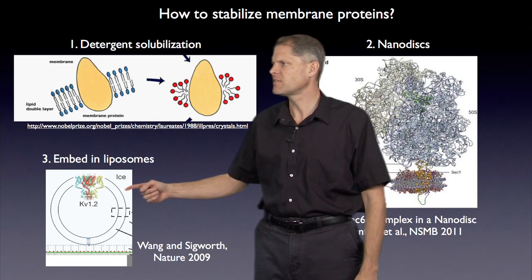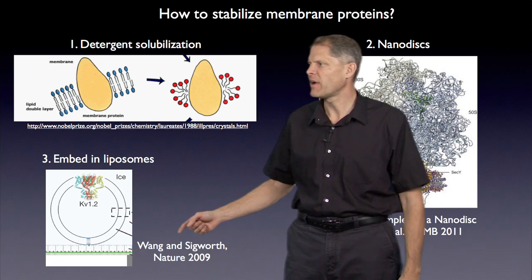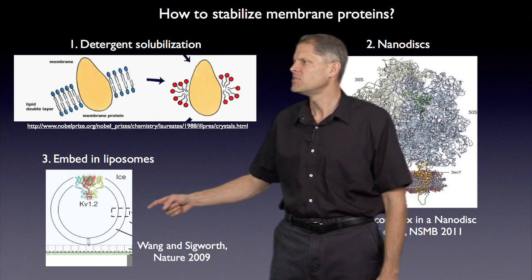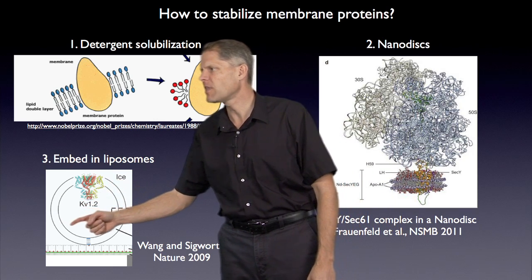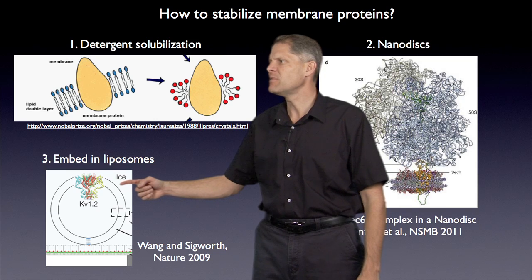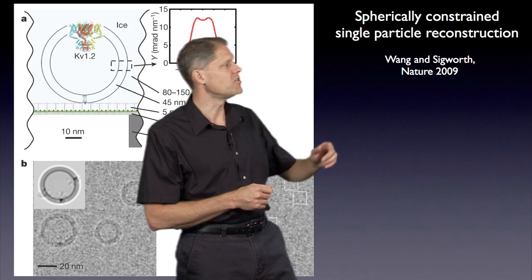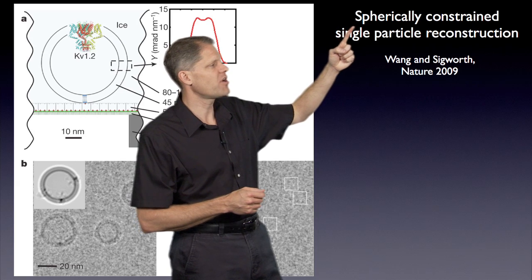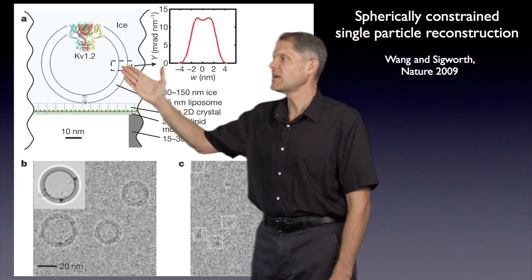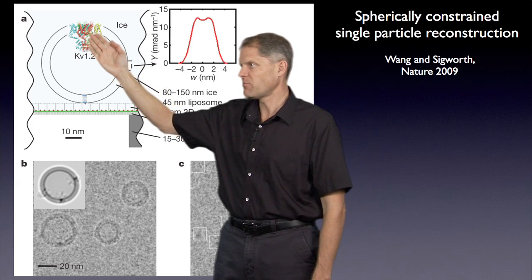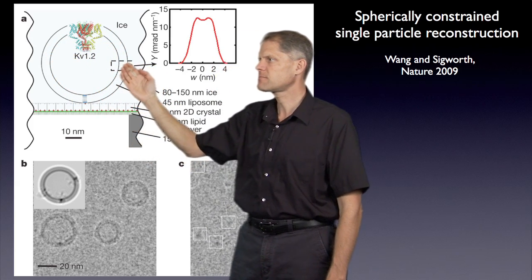And here's a picture. This is a technique we'll talk about on the next slide also, that was developed by Fred Sigworth and his colleagues to embed a membrane protein into a spherical liposome and then image the liposome in its entirety. This approach is referred to as spherically constrained single particle reconstruction. This schematic illustrates that the membrane protein of interest is embedded in the spherical liposome.